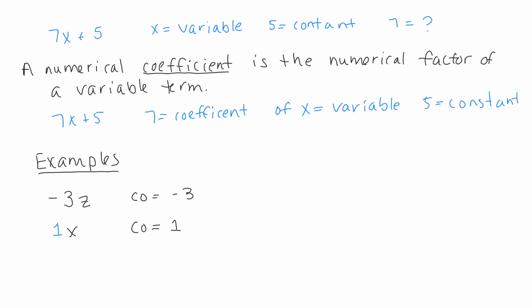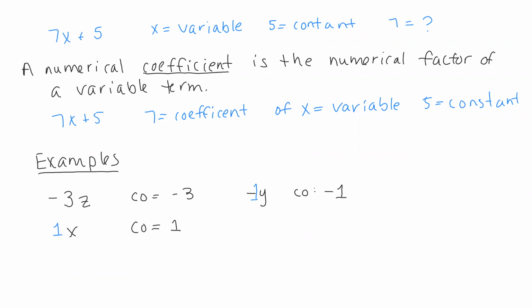Now, what if I had negative y? Well, the coefficient here, we can see that there's no other number in front of the y, so we would again assume that there's a 1 in there. But because the y is negative, we would say the coefficient is negative 1.